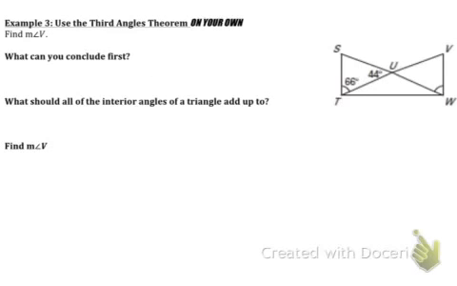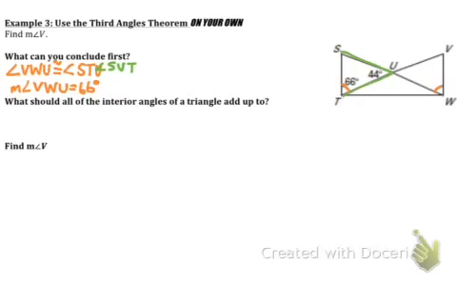Okay, we're going to use the third angles theorem for this example. We're looking for angle V. So, what can we conclude first? Well, according to our diagram, angle VWU is congruent to angle STU. Those are the two angles marked with the congruent symbols in the picture. So we know that. What else do we know? If they are congruent, then their measure is 66 degrees. So both of them are 66 degrees.